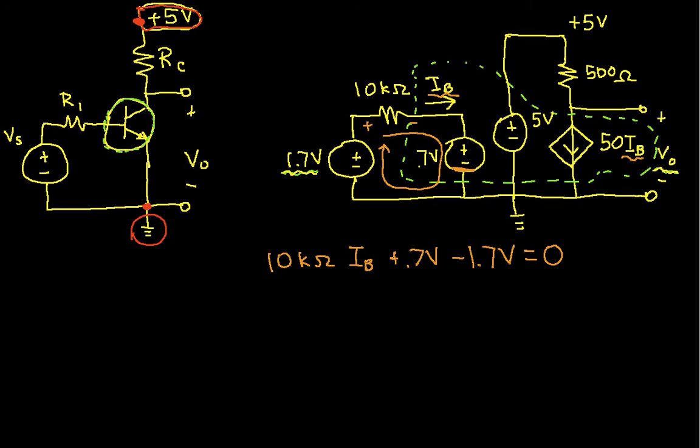Okay, which I can then simplify to get 10 k ohms I sub b is equal to 1 volt. Solving this, I get I sub b is 1 volt divided by 10 k ohms. That's 1 over 10,000, which ends up being 0.1 milliamps. Okay, so what we know now is I sub b is 0.1 milliamps. In fact, let's write this up here.